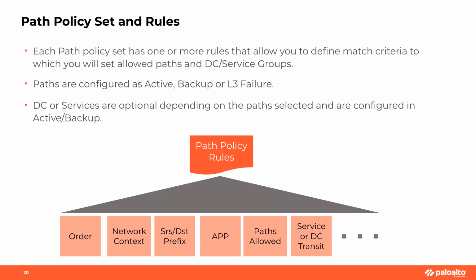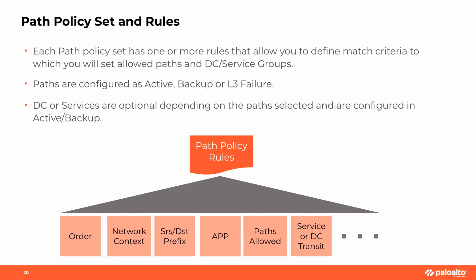So from a match criteria for a policy set, we have the order of the rule. There is a numbered ordering, and we'll get into ordering a bit later. There's a network context, which is used to signify whether a particular port is within a certain group.